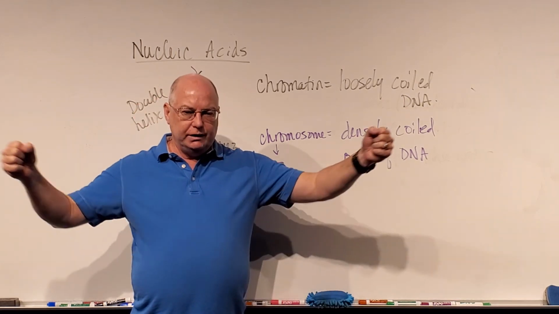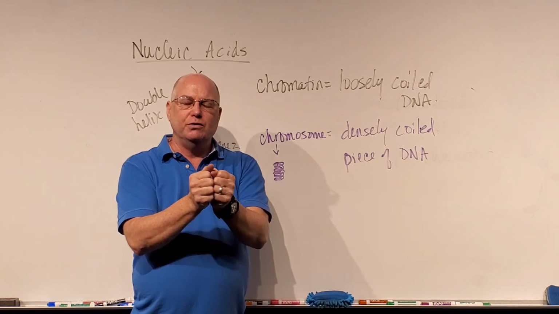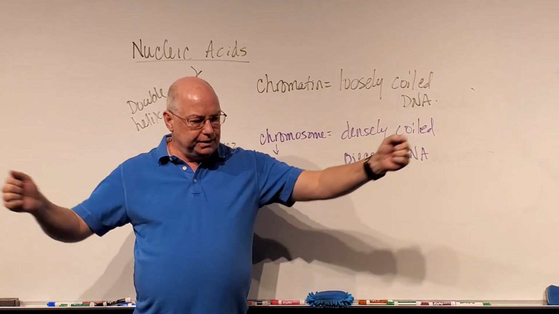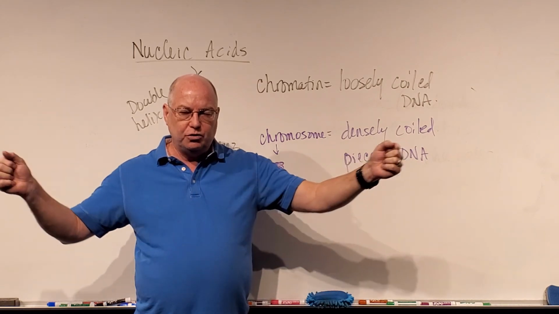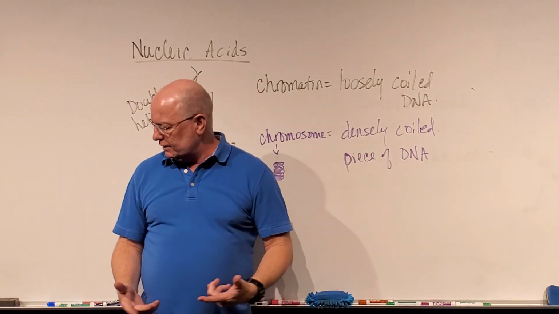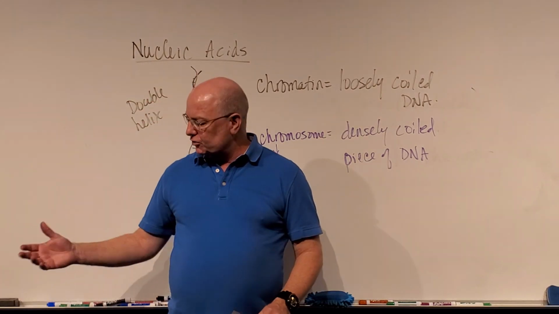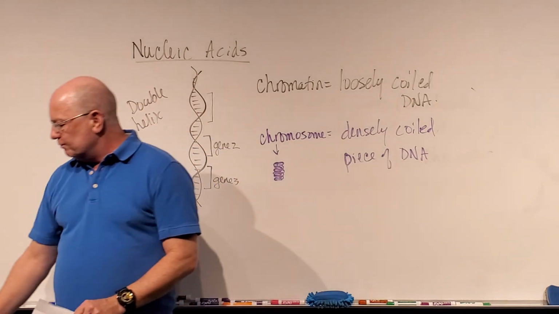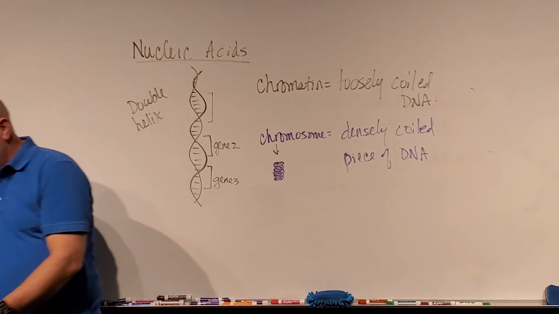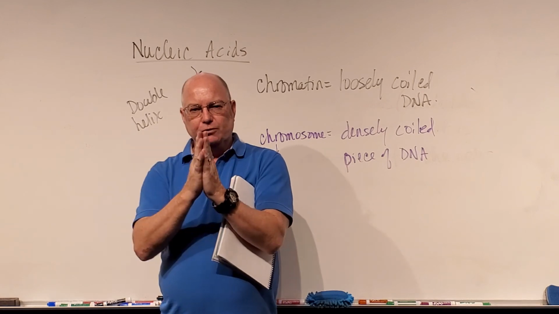If I uncoil it, it's back to chromatin. If I coil it up, it's back to a chromosome. So that one piece of DNA can be changed from chromatin to chromosome depending on if we need to read it or not. It works kind of like this. Imagine if I had a series of pages like your note set, but instead of being bound here, what if they were fan folded like computer paper?